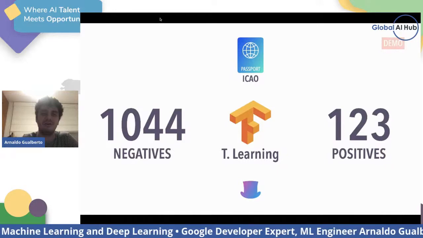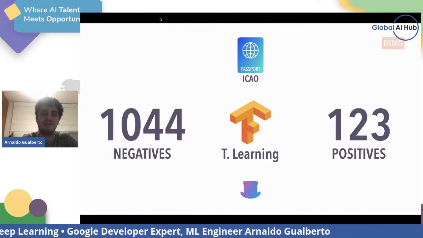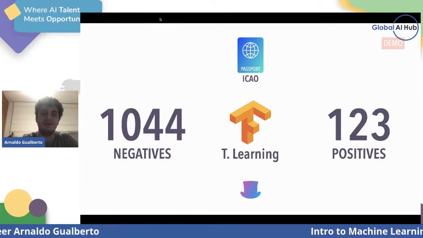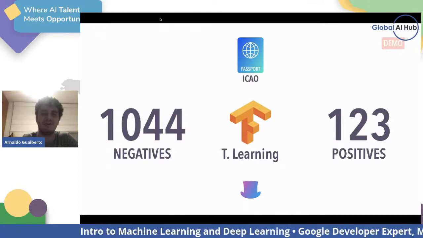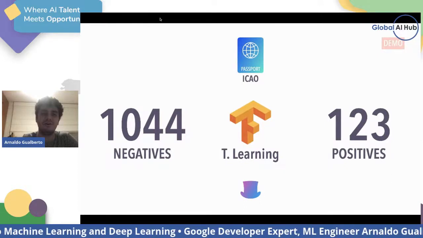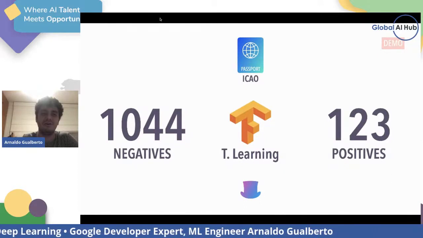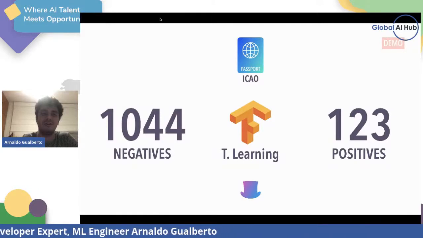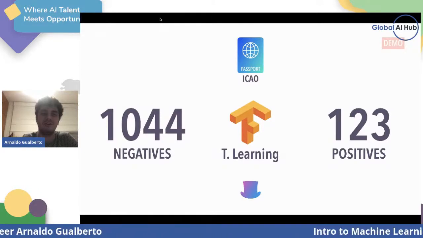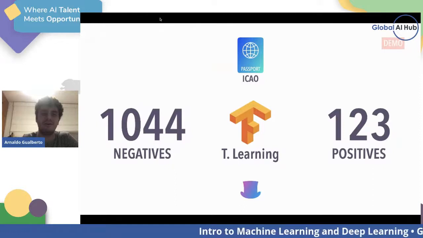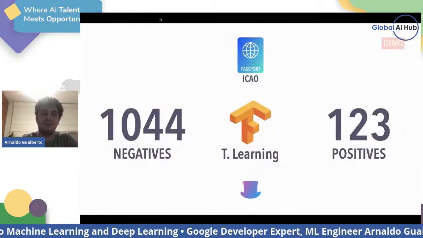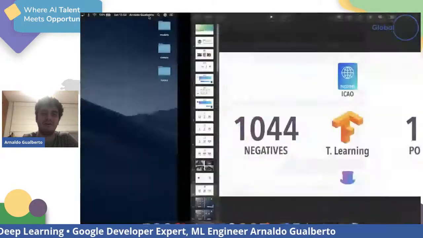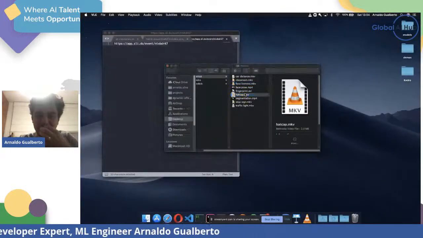So what is transfer learning? Transfer learning is a technique for deep learning where you use a pre-trained model and adapt it to your new problem. That's our case. It works very well when you have just a small data set like we had, and we applied transfer learning to make it work, and we achieved very good results. I want to share this with you right now.